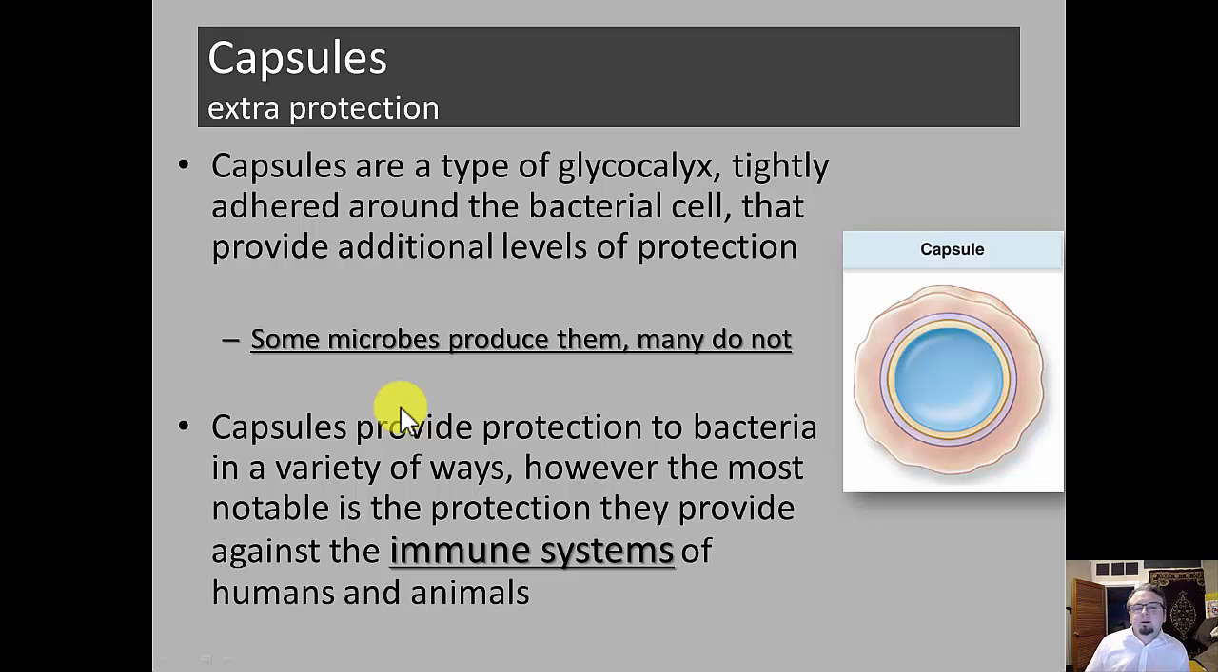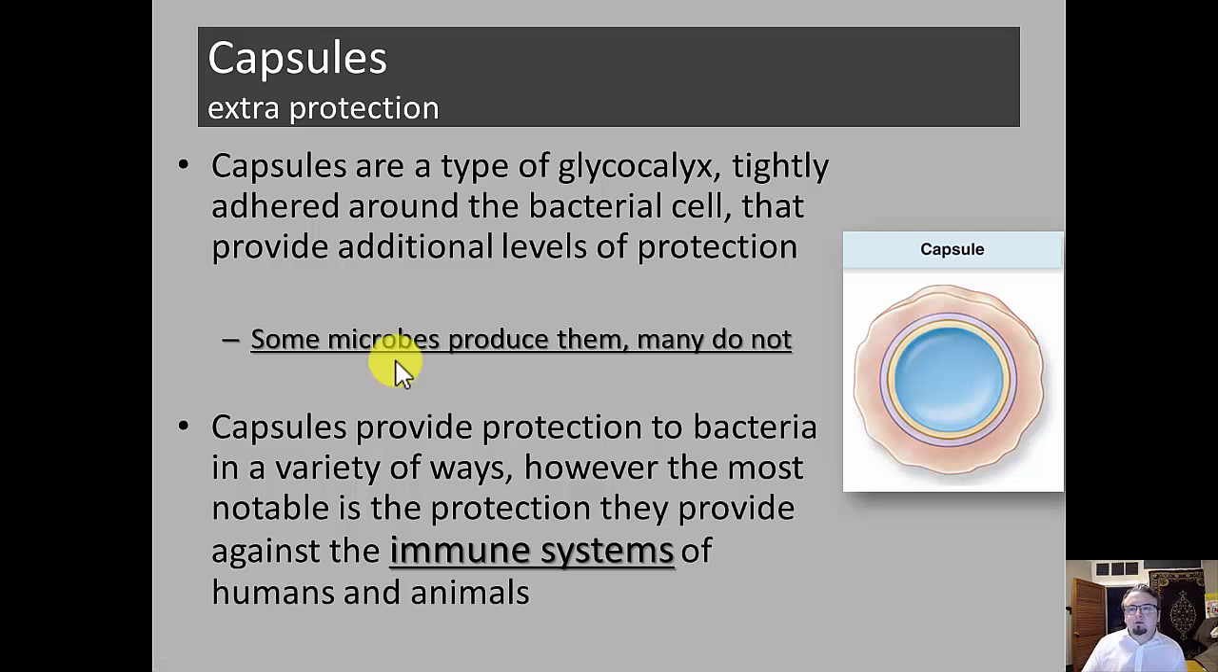It can help bacteria stick to surfaces in addition to just helping them survive different exposures in different types of environments. The capsule can help with water absorption, water retention. It can help with the microbes sticking to different surfaces. So there's a variety of little nuances there.